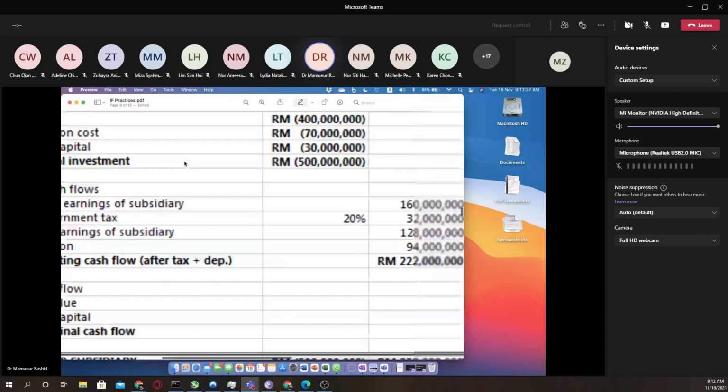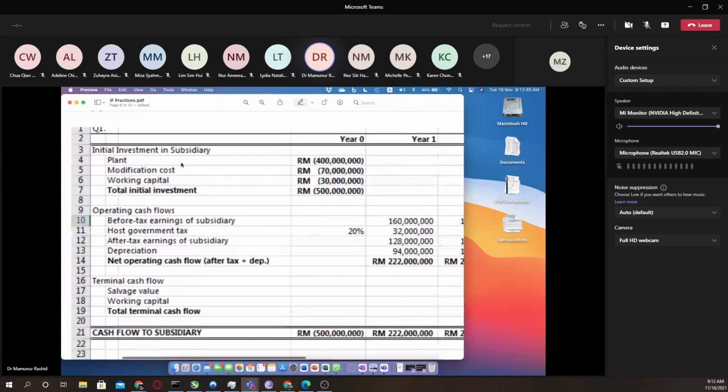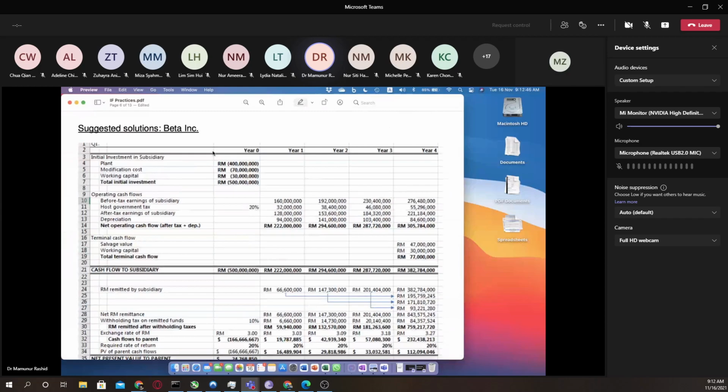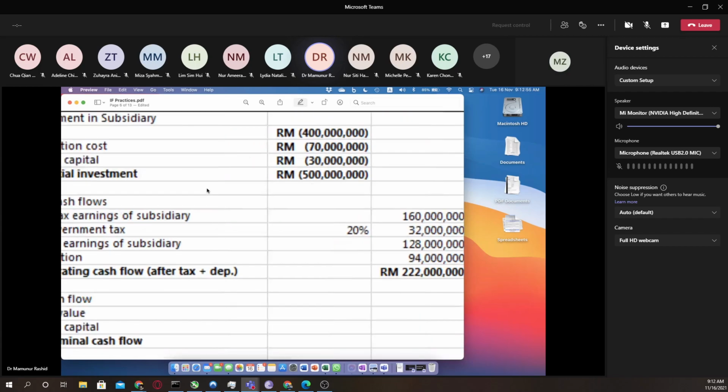First of all is the initial investment. So what we always do, the first thing is we identify the year. You can see at the first line, identify the year 0, year 1, year 2, year 3, year 4. The first thing we do is we identify the year and then we start identifying the cash flow. In year 0, we have the initial investment.